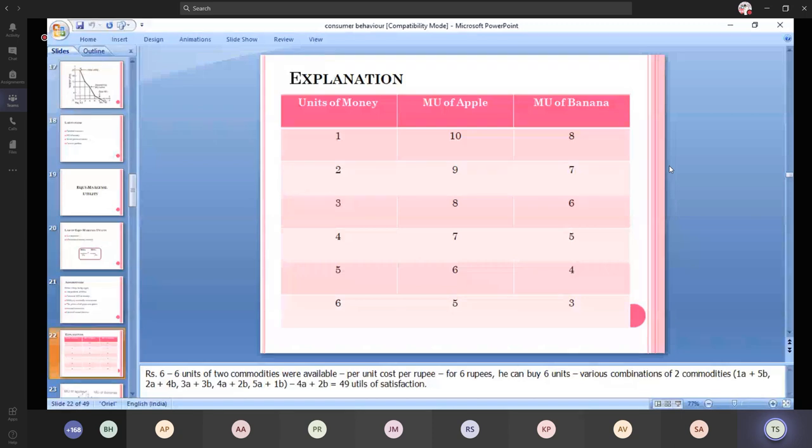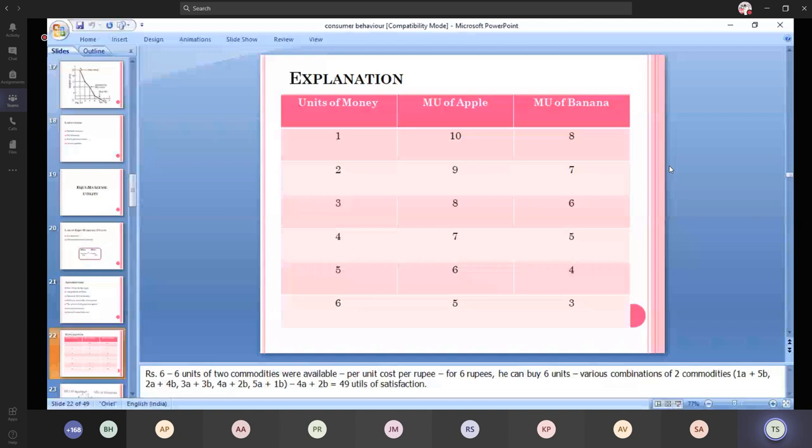Here also Marshall made an assumption, that the consumer has to buy two commodities, then only can the comparison be made. If the consumer uses 2 units of money, he can buy 2 units of commodity, and he has to buy one each, one from A and one from B, then only can he compare. So there would be no 2 units of banana alone and no 2 units of apple alone. If he spends 2 units of money, there will be 1 apple and 1 banana.